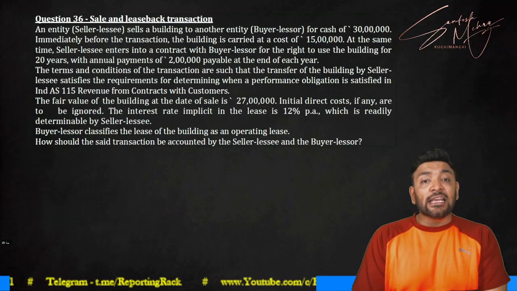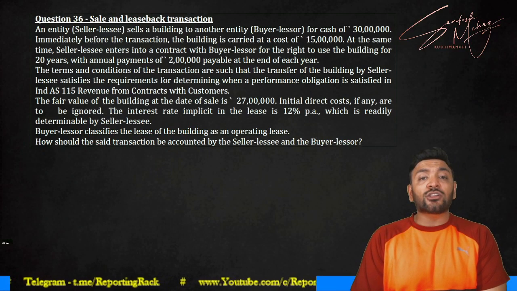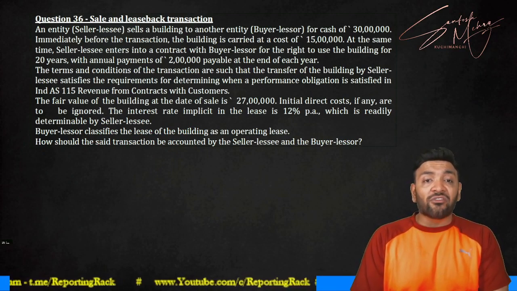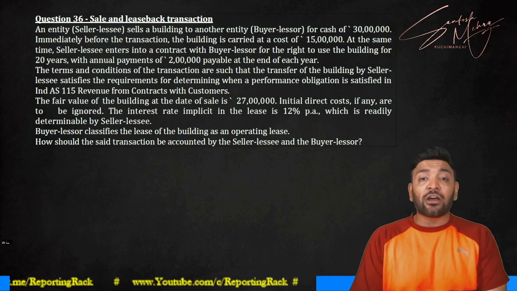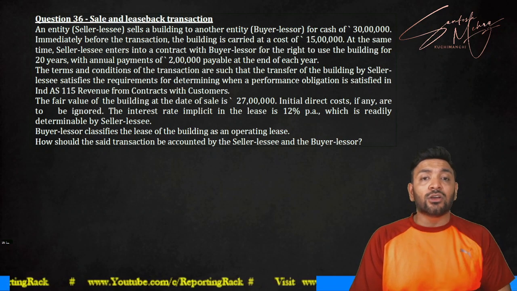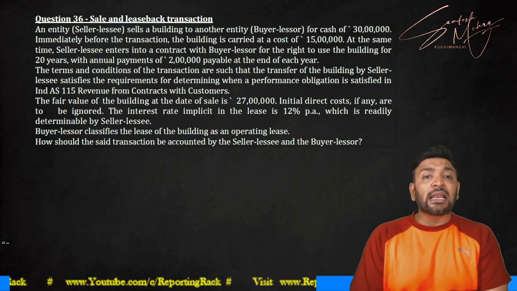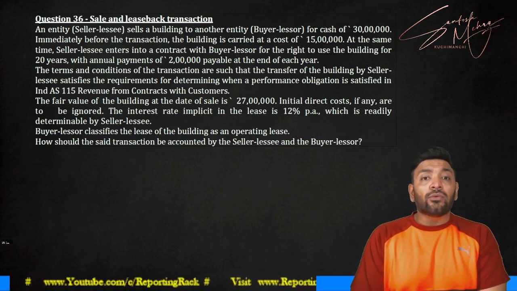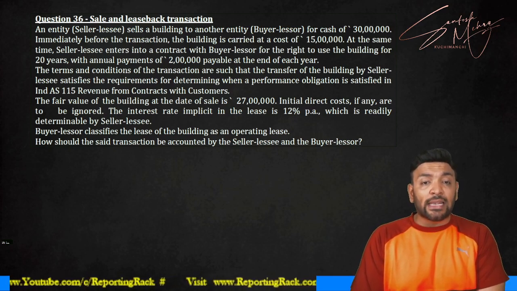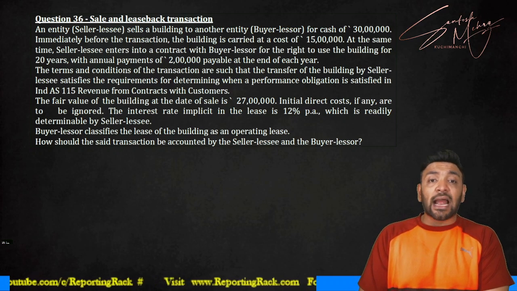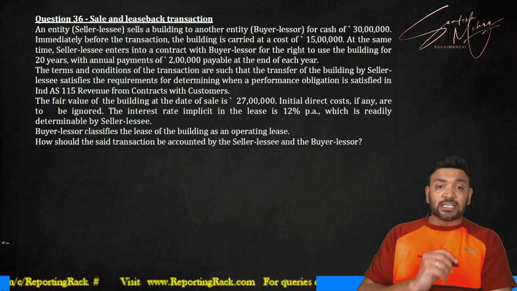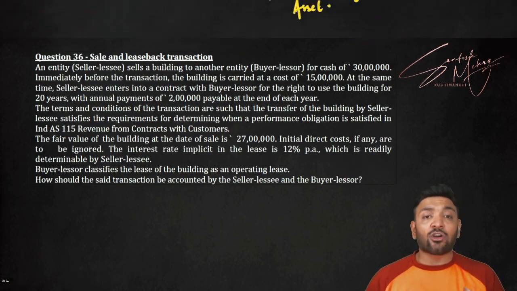If I look at it, he is ready to pay 2 lakhs of lease rental at the end of each year. Now this 2 lakhs of lease rental, he is going to pay for how many years? They have entered into a contract for 20 years. Look at it. The seller lessee enters into a contract with the buyer lessor for the right to use the asset for 20 years by paying 2 lakhs payable at the end of each year, when the discount rate was 12%. Any initial direct cost is ignored.